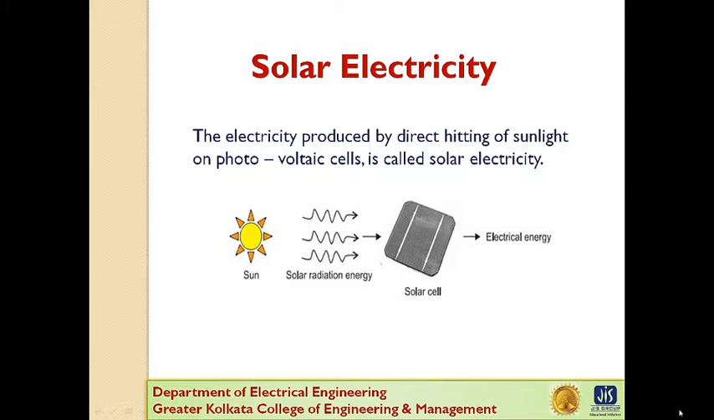Now, solar electricity. The electricity produced by direct heating of sunlight on photovoltaic cells is called solar electricity. When sunlight strikes photovoltaic solar cells, solar electricity is produced. That is why this is also referred to as photovoltaic solar or PV solar.